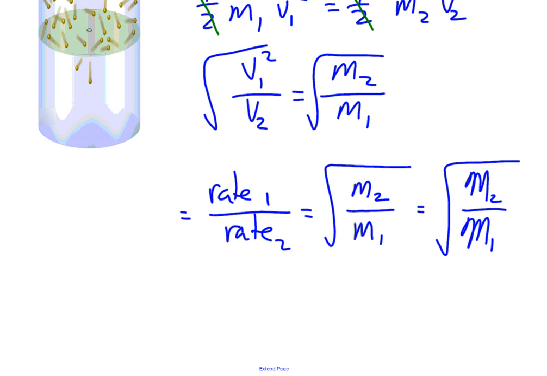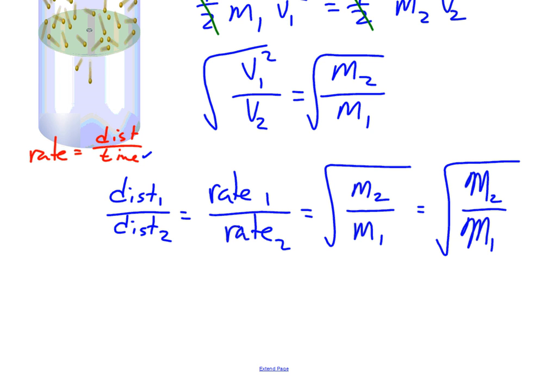If we're talking about the distance traveled, think about what rate is: your rate is equal to the distance traveled per amount of time. If we want to find the relationship between how far one gas would go compared to another in the same amount of time, the time is constant and the distance is directly proportional to the rate. So we could use distance traveled for gas 1 compared to distance traveled for gas 2 in that relationship.